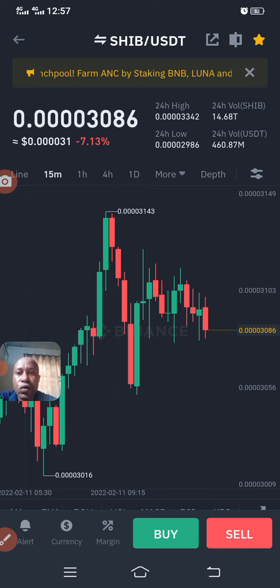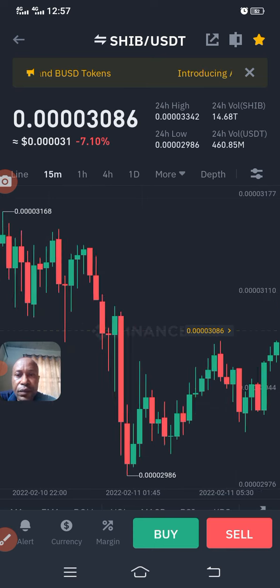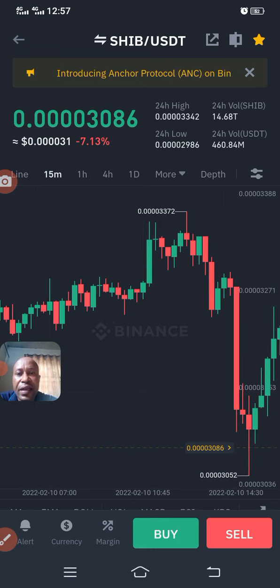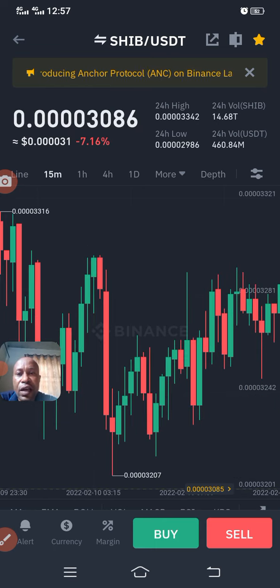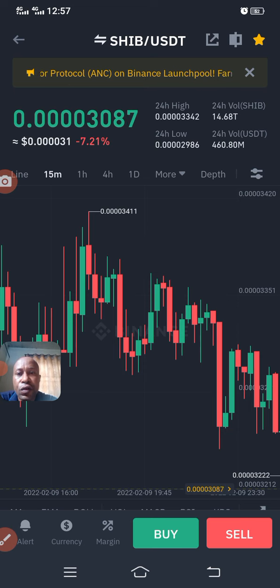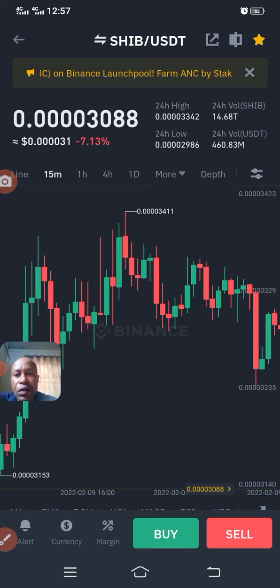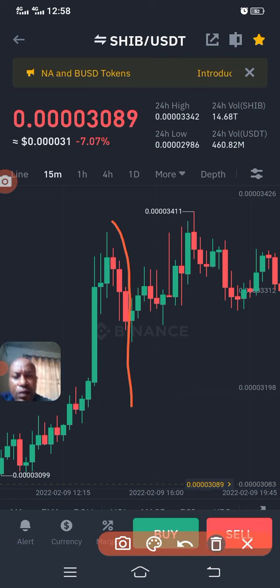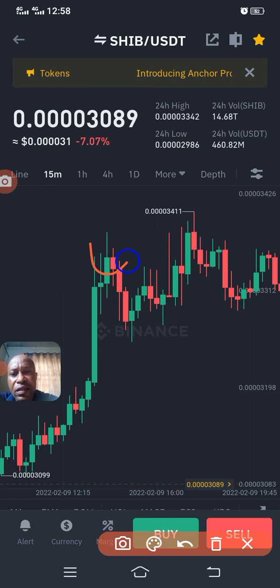Now, let me show you how you can discover swing high and low on your chart. Now, let us move. Let me show you how you can discover swing high and swing low. It usually occurs with three candles. It does not matter the color of the candle. Now, if you look at this place, you will discover three candlesticks at the peak.